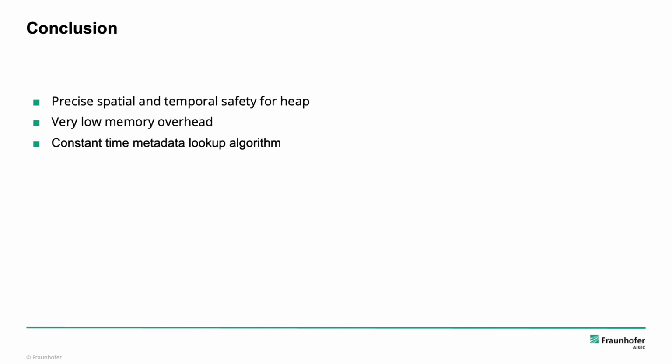To conclude this presentation, Mesh is a precise memory safety technique for the heap memory region, which imposes virtually no memory overhead. Its simple metadata lookup algorithm allows its runtime overhead to be comparable to those of mainstream memory safety techniques.